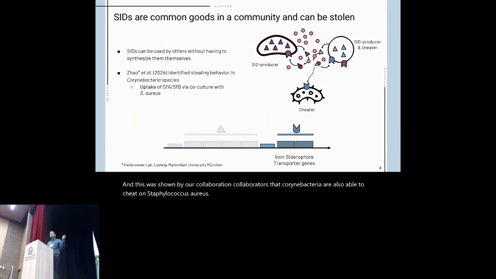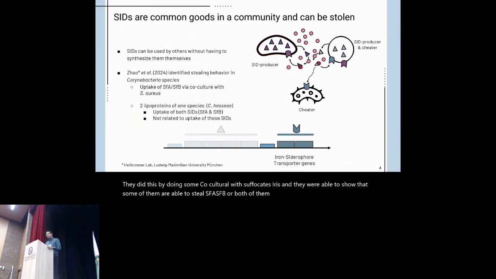They did this by co-culturing with Staphylococcus aureus, and they were able to show that some of them are able to steal SFA, SFB, or even both of them. And they identified two specific lipoproteins that were responsible for the uptake: one for the uptake of both SFA and SFB, and another one that, at least for these two siderophores, did not show any phenotype.